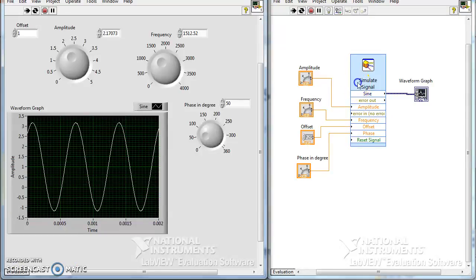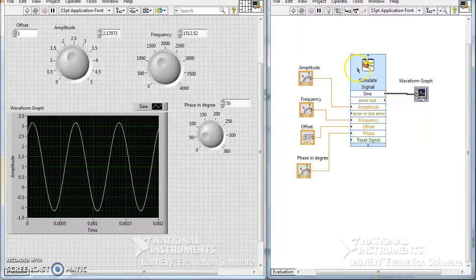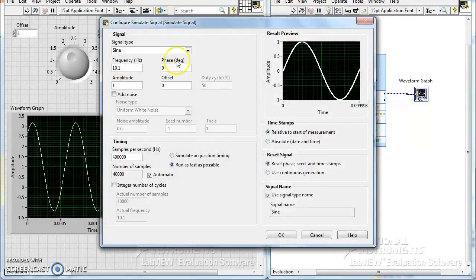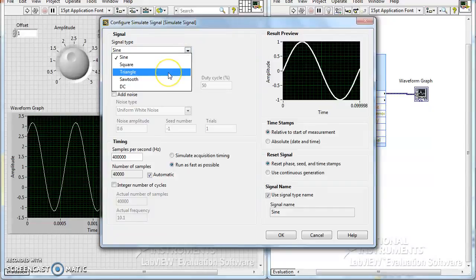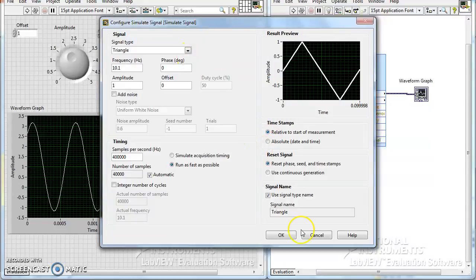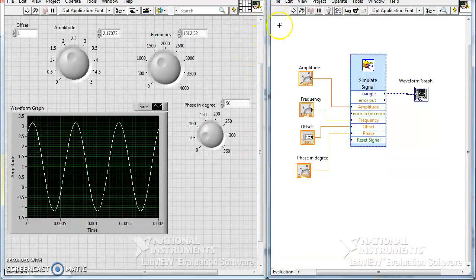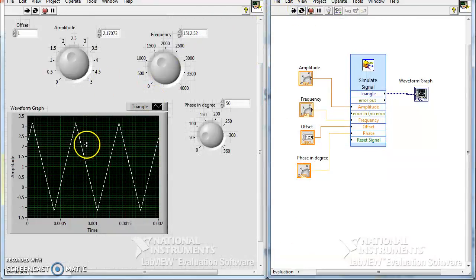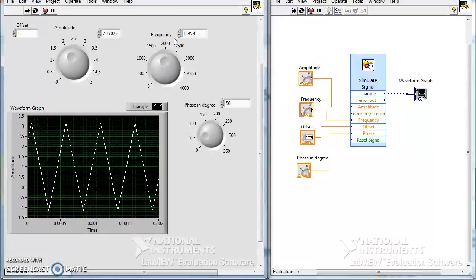Now let me say I need to generate a square wave or a triangular wave. You could go over here and select the signal type as square or triangular wave. Let me go with the triangular wave. So click on triangle and click on OK. Run. Yes, you could see a triangular wave, which is of amplitude 2.17 volts with an offset of 1 volt, where the frequency is around 2000 Hertz.